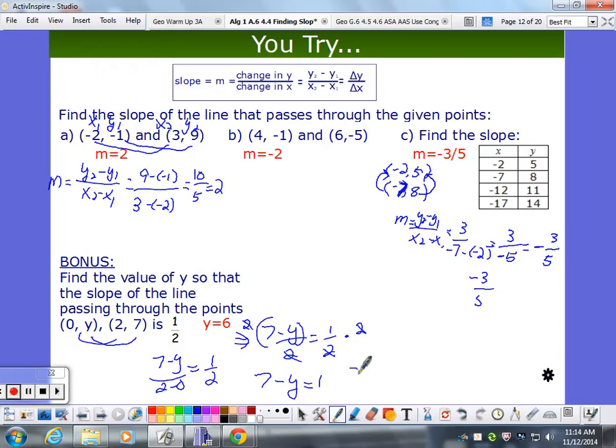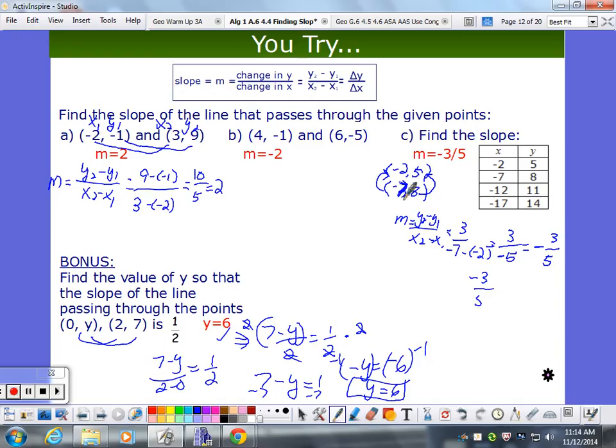Subtract 7. So negative y equals, well, that's minus 7, right? 1 minus 7 is negative 6. I don't want negative y. How do I fix negative y equals negative 6? Multiply both sides by negative 1. We'll flip the sign. So y equals 6. There it is. Right? Extra, you got this, kudos.